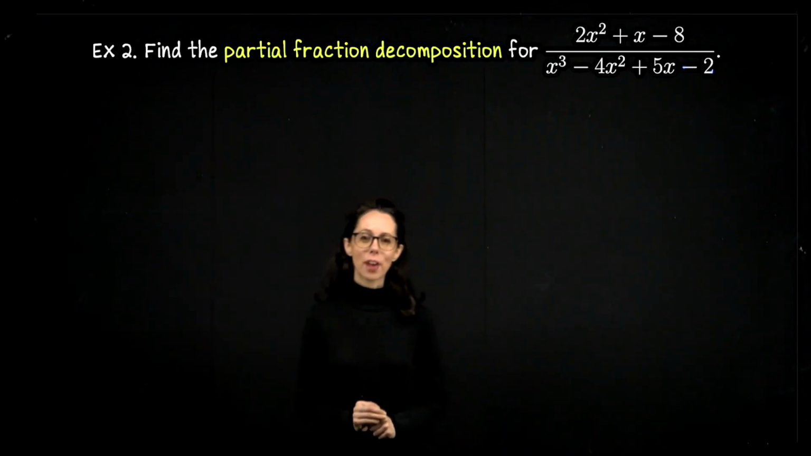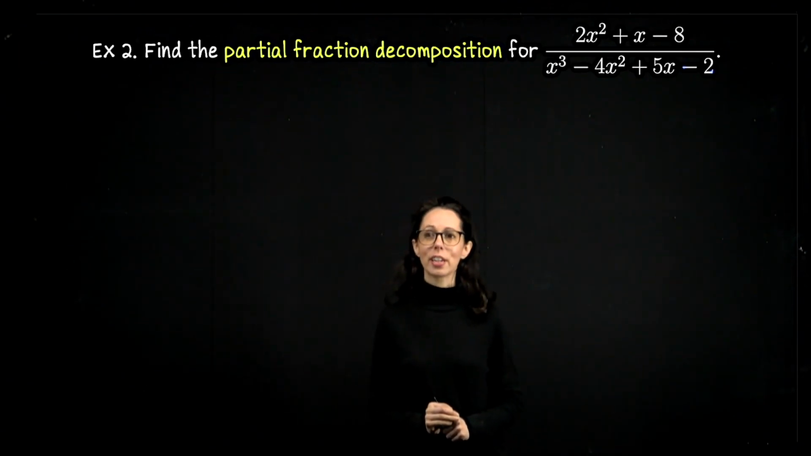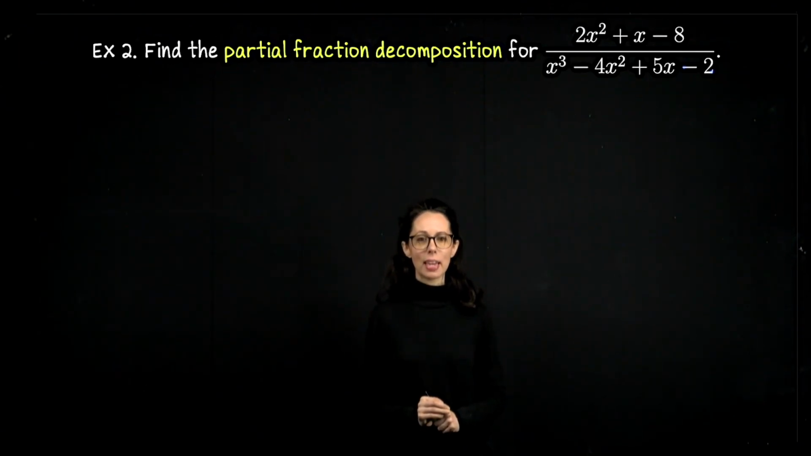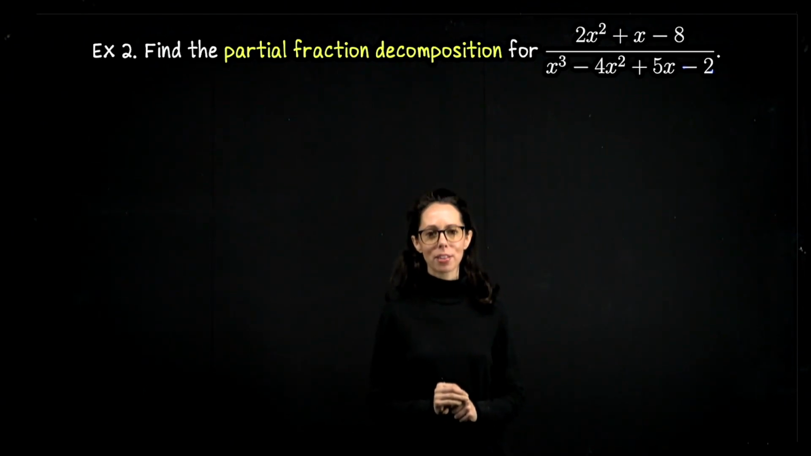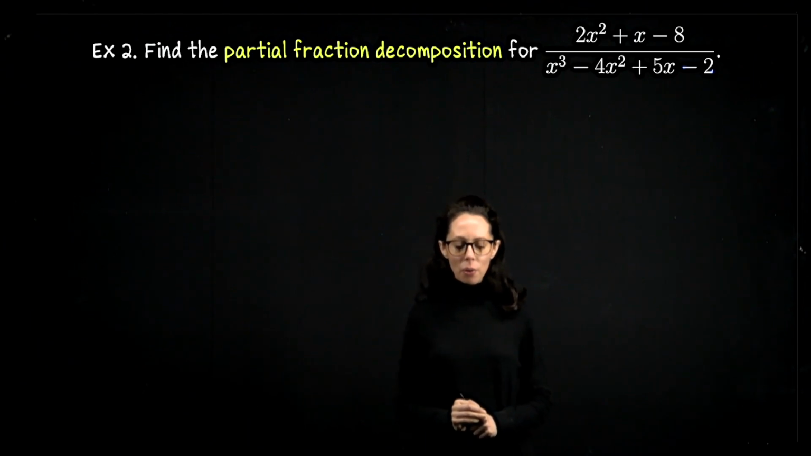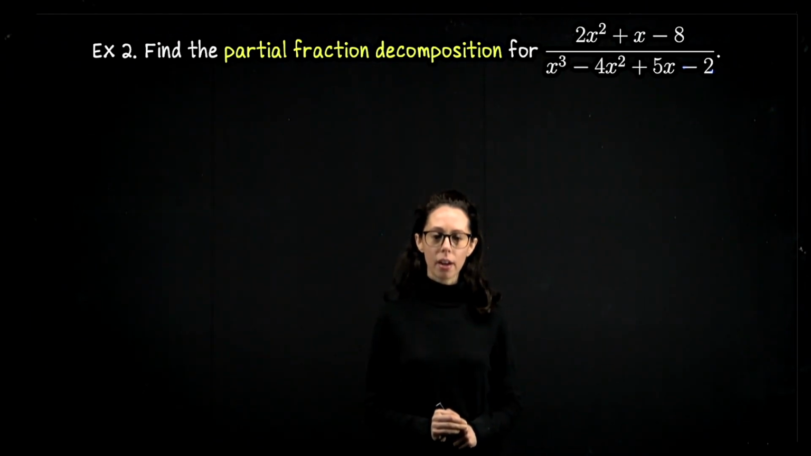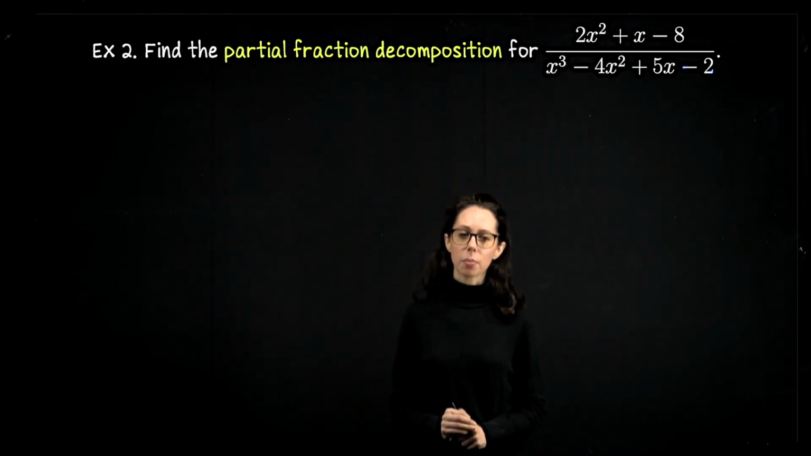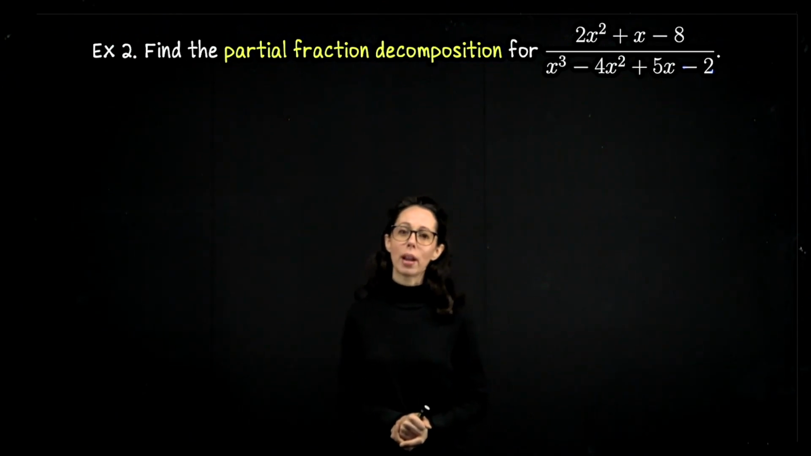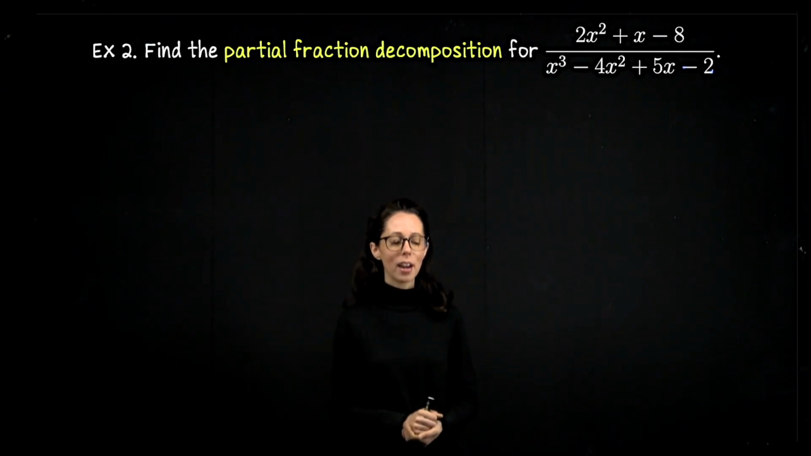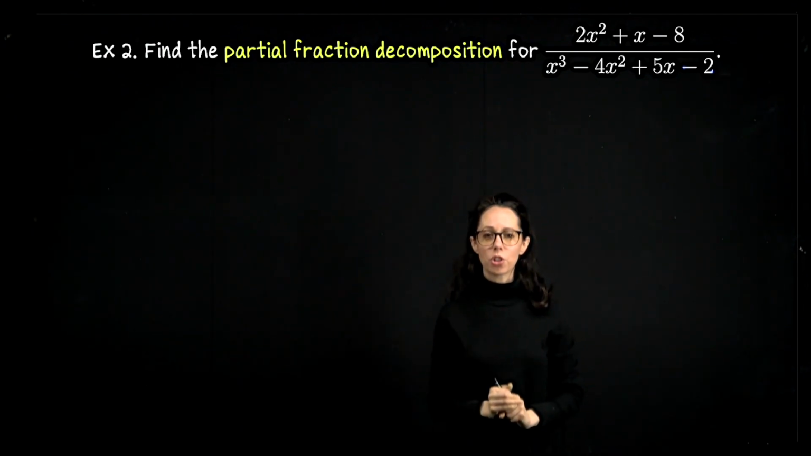Okay, now let's do the partial fraction decomposition for this rational function, 2x squared plus x minus 8 all over x cubed minus 4x squared plus 5x minus 2. Now we have a cubic denominator, which can be difficult to work with if you just start trying to factor it right away. But here's something to keep in mind whenever you're trying to factor a denominator, and if you're working with partial fractions, you probably can factor it. Here's what you should try.